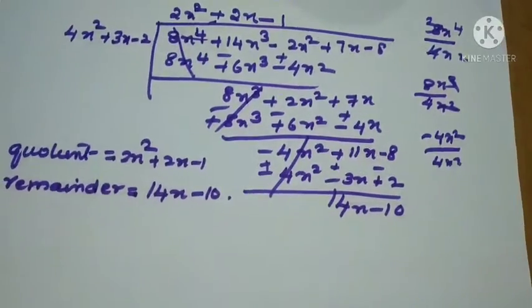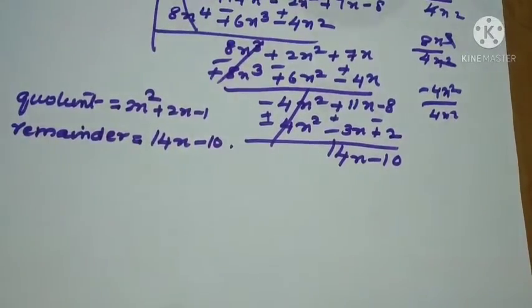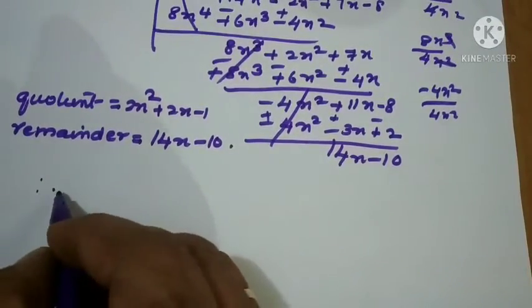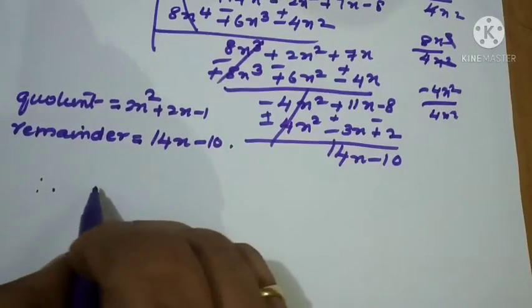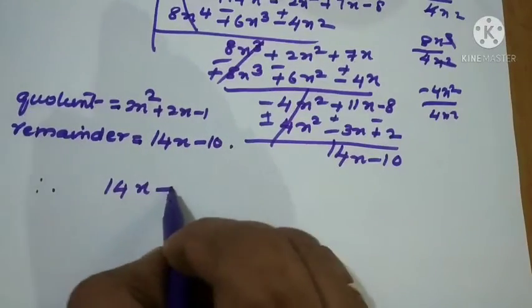So the question is what is to be subtracted. So the remainder is to be subtracted. So remainder 14x minus 10 to be subtracted.